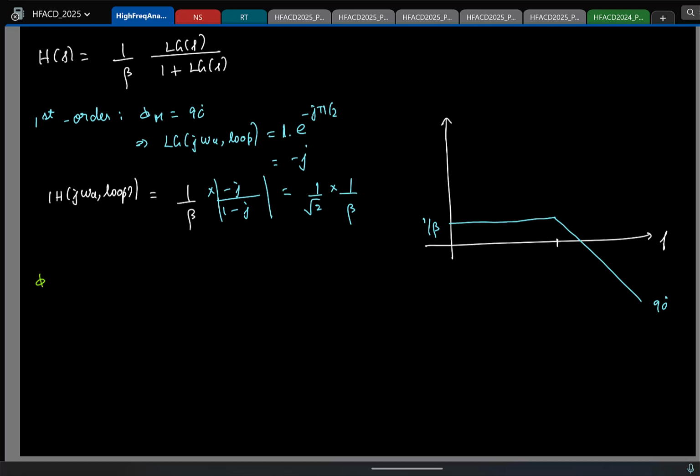So let us say I have a phase margin of 45 degrees now. Then what can you say about the loop gain at the unity loop gain frequency? What is the magnitude at the unity loop gain frequency? What is the phase? If the phase margin is 45 degrees, yeah, phase is minus 135, that is minus 3 pi by 4. Now if you substitute this value for loop gain and calculate the magnitude of the closed loop transfer function at the same frequency, you can just work out, you will find that this is actually greater than 1 by beta. So you will have some kind of peaking like this.